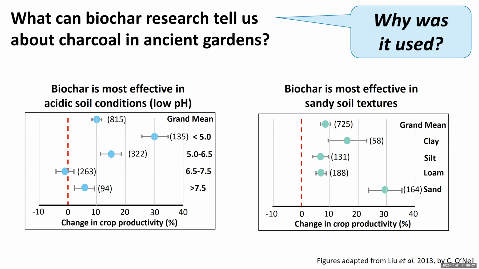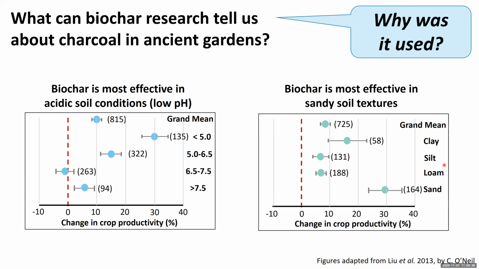We can interpret it in the same way, except that it shows the meta-analysis results of biochar studies for different types of soil textures. And this ranges from sandy soils on the bottom to clayey soils on the top. And this graph shows that biochar amendments increase crop productivity in all of these categories of soil texture. So they're all on the right side of the red line, and the error bars are not crossing the line of no effect.